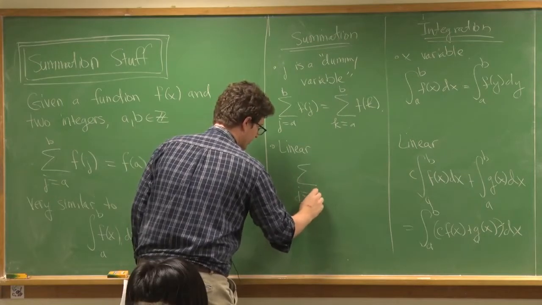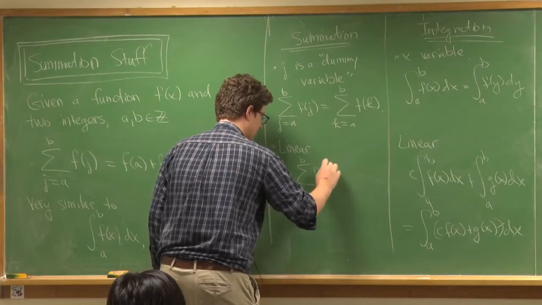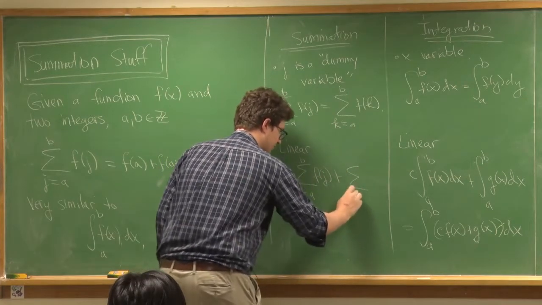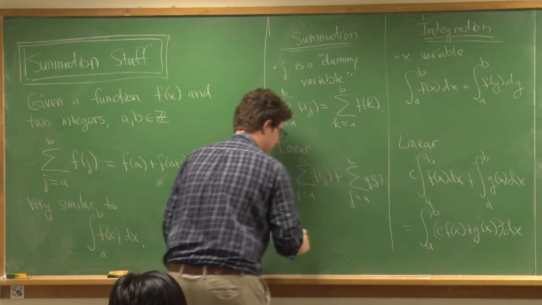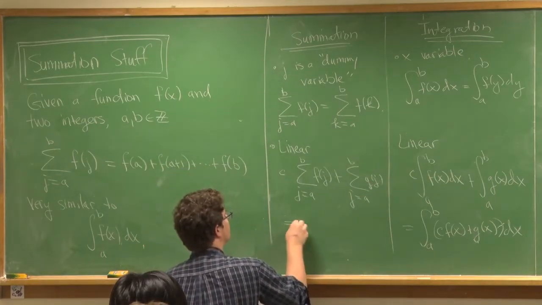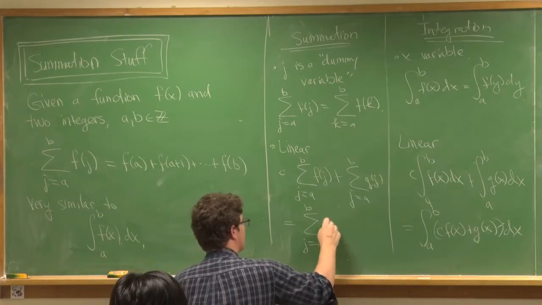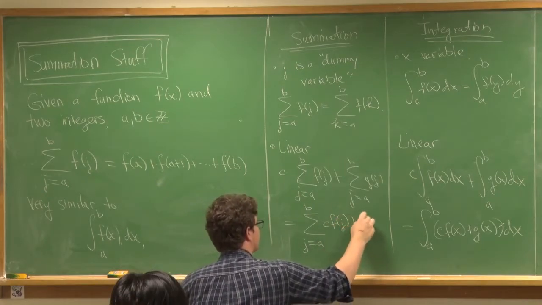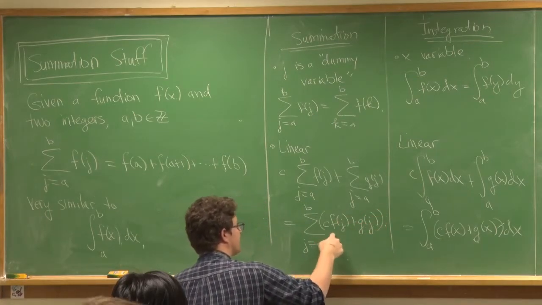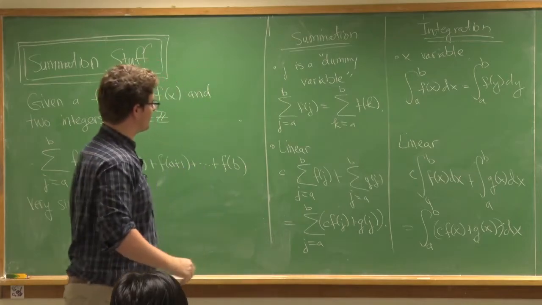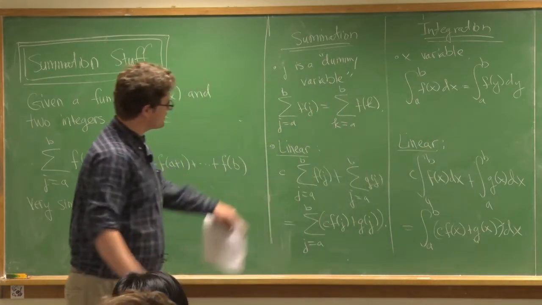The sum from j equals a up to b. If I do a constant here, c f of j plus the sum from j equals a up to b of g of j, this is really equal to the sum from j equals a up to b of c f of j plus g of j. Right? So you can kind of collect the stuff on the inside. Okay, so this is what it means to be linear. Okay, so c is a constant there.